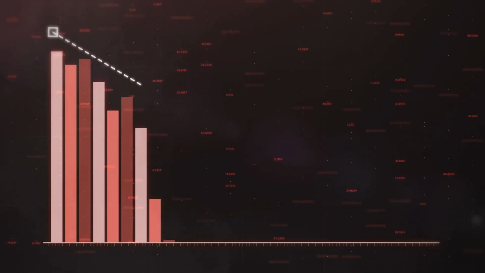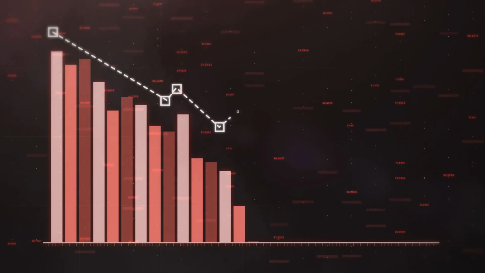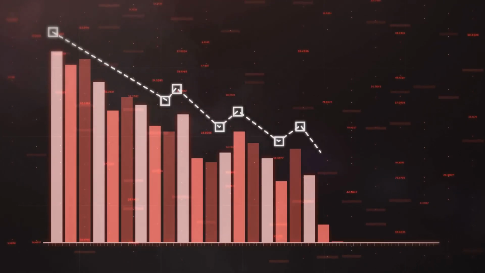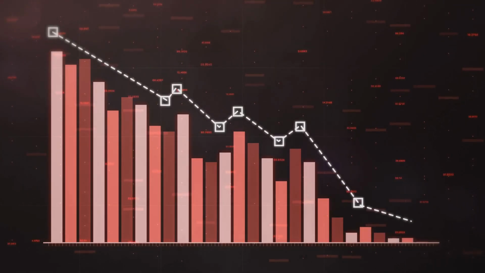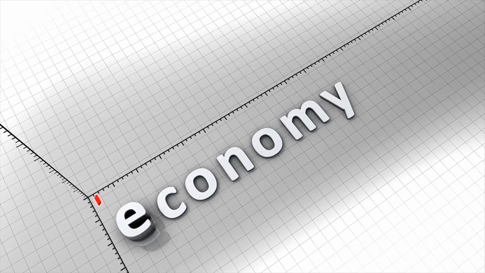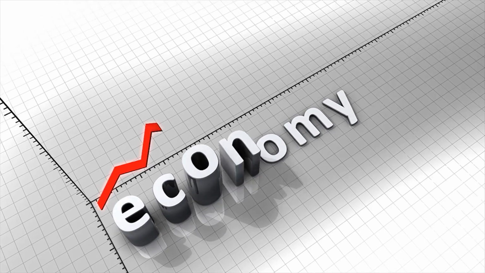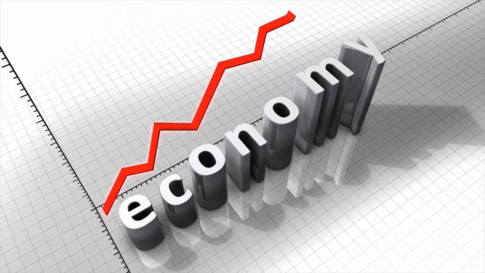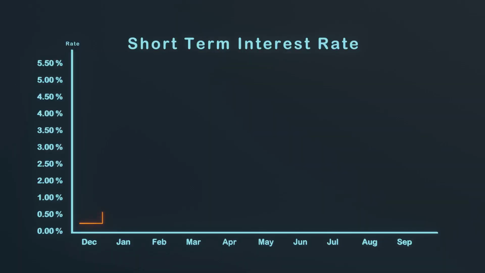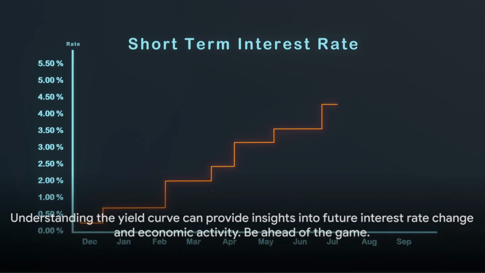But here's the intriguing part. This curve isn't always the same. It can slope positively, lay flat, or even slope negatively, which is also known as an inverted yield curve. Each shape tells us something different about the economy. But don't worry, we'll dive into that a bit later. For now, just remember this. Understanding the yield curve can provide insights into future interest rate change and economic activity. And who wouldn't want a sneak peek into the future?